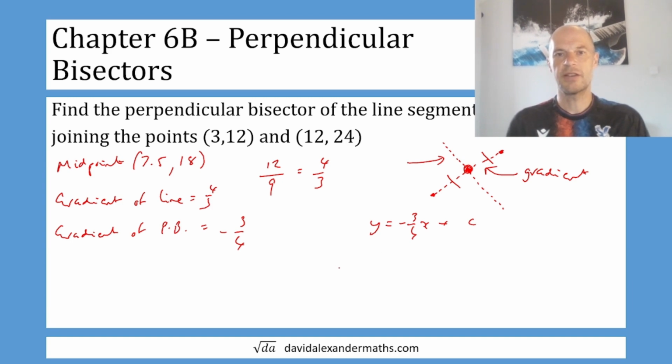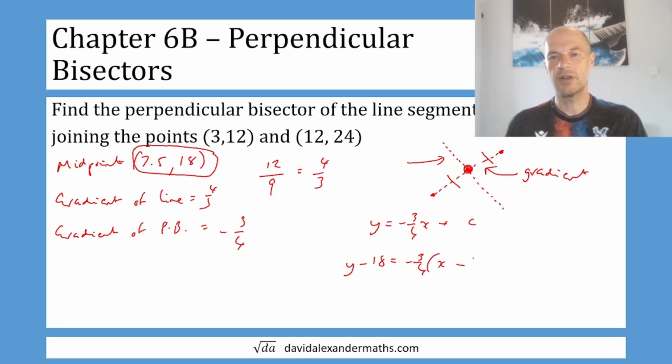Now we can work out the c because we know it goes through the midpoint of (7.5, 18). So what I'm going to do is y minus the y coordinate, which is 18, equals -3/4 times x minus the x coordinate, which is 7.5. And so therefore y, take away 18, is -3/4 x. What is -3/4 times -7.5? Let's work that out, shall we? That is 45/8, and that's going to be positive, plus 45/8.